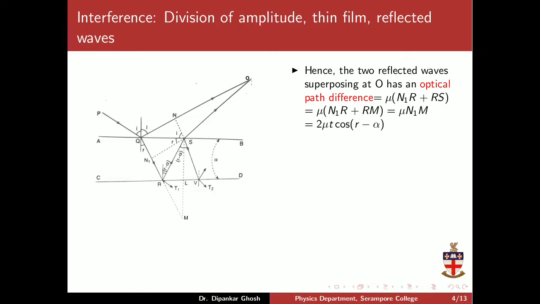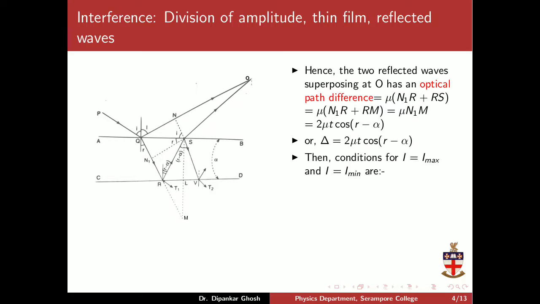So two consecutive rays reflected by the surfaces of a thin film, the top and the lower surface, when they superpose, will have a path difference of 2 mu t cos(r minus alpha), where alpha is the angle between the two surfaces. That is, we are considering a thin film whose surfaces are not parallel, they are oblique, having an angle alpha between them. So delta is equal to 2 mu t cos(r minus alpha).